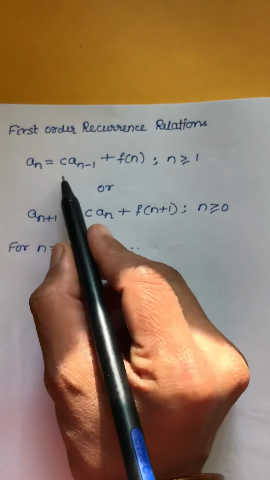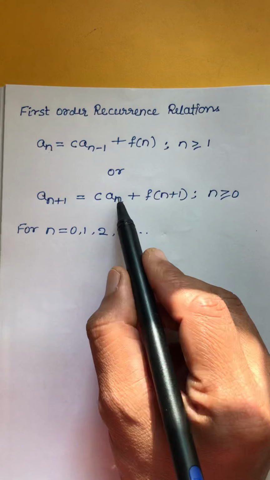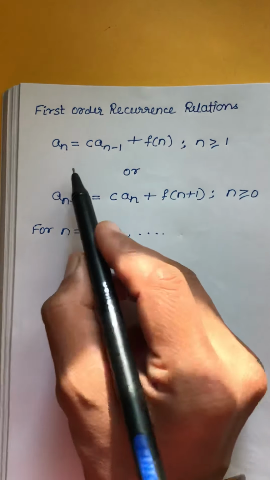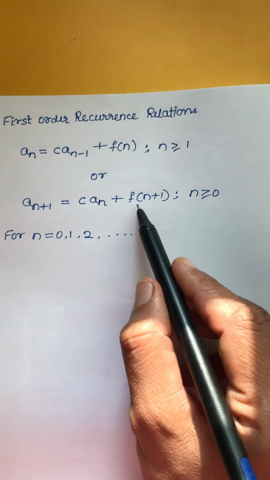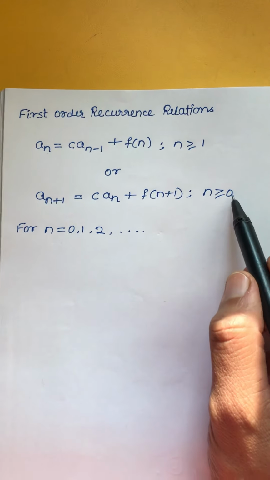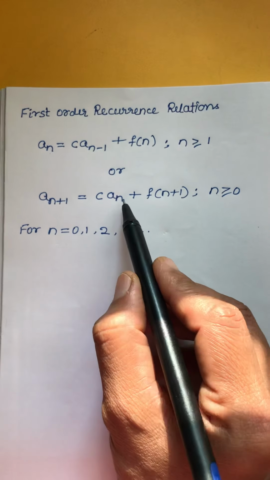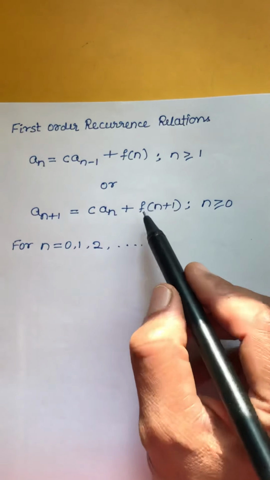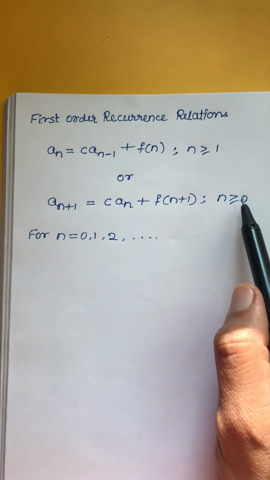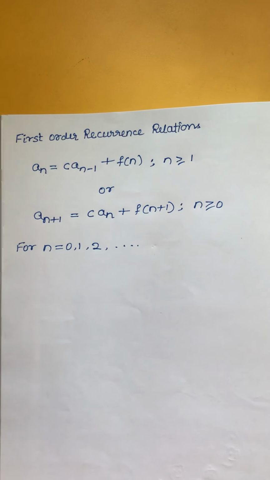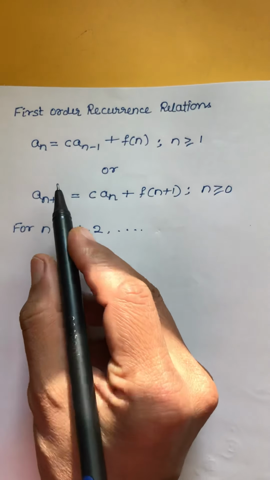The same relation you can also write as a_(n+1) = c a_n + f(n+1). Wherever n is there, we have replaced n by n+1. So here n is greater than or equal to 0. If you take n as 0, you will get a_1 in terms of a_0. That means these two relations are the same. This expression is for n greater than or equal to 1 and this is for n greater than or equal to 0.